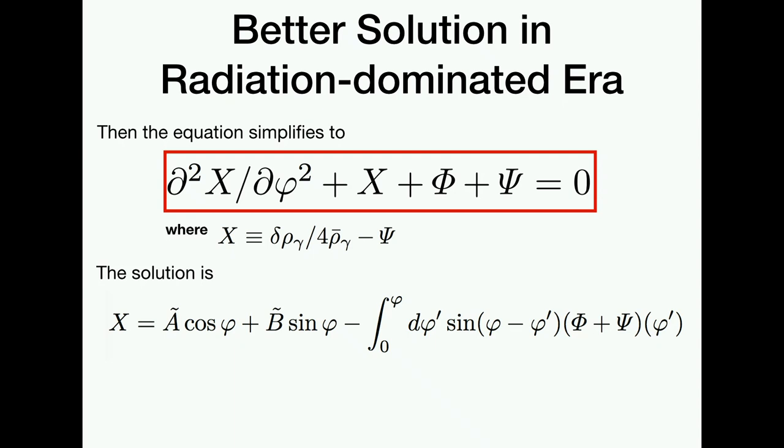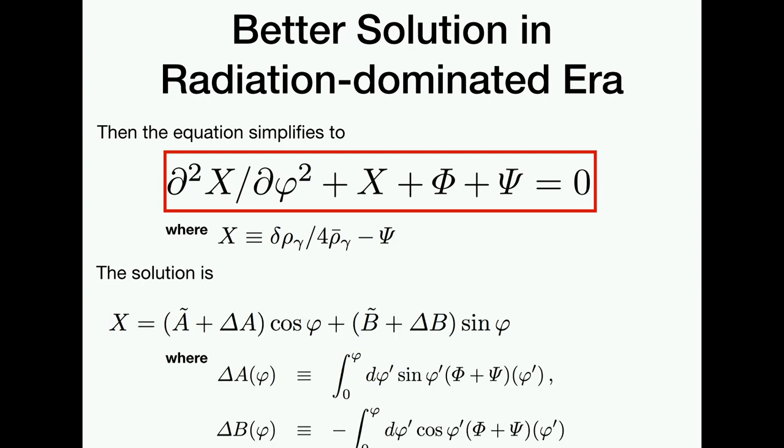So this is sine of phi minus phi prime. Sine of A plus B is sine A cosine B plus cosine A sine B. Familiar? If you do that, I can basically let it be absorbed by the first two terms, just change the coefficients, and you get that, okay? So delta A is like that, delta B is like that, okay? So now we have cosine and sine.